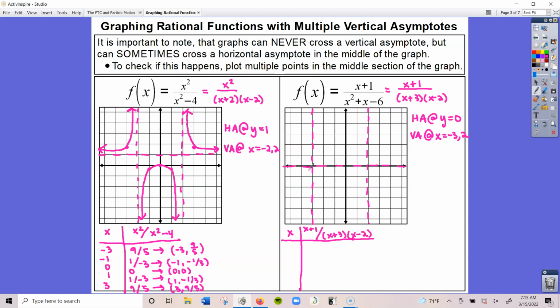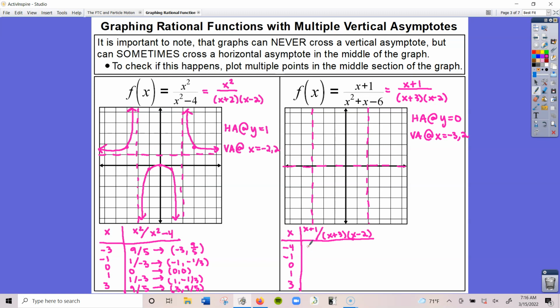So now when it comes to choosing my x's, on this left side, I'm going to choose negative 4. I only need 1 for the ends. For this middle section, I'm going to choose at least 3. So let's do negative 1, 0, and 1 again, just because those are easy to plug in. And then for the right side of 2, I'm going to choose 3. So we're going to plug these in.